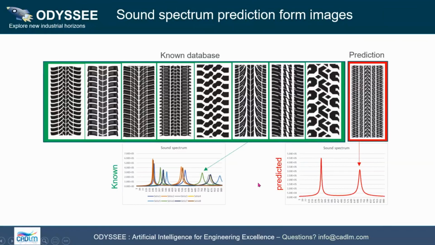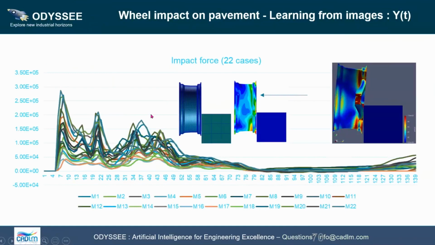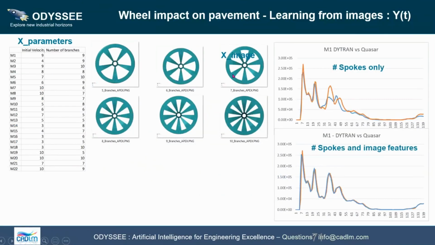I said CFD would be the last one, but I can't let go of these. Sorry, this is the impact of a wheel on a block of concrete with all the response curves. These are acceleration curves actually measured at the center. So we have 22 runs, and then we associate this wheel to different shapes of the wheel. For the 22 cases we have different velocities of impact and a different number of spokes, 6 different types.